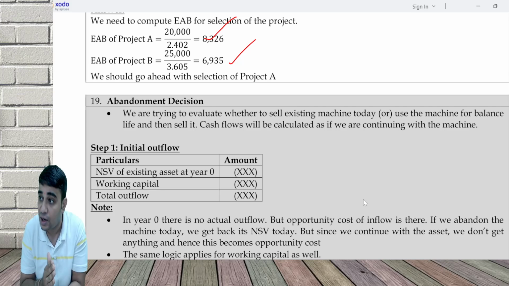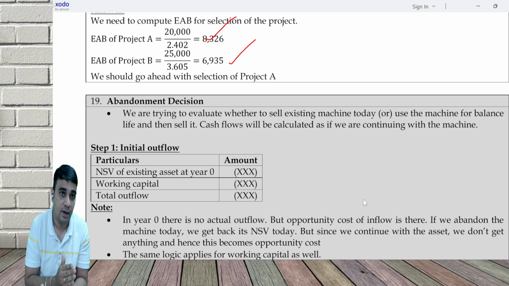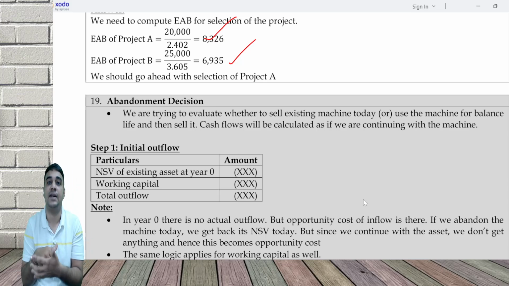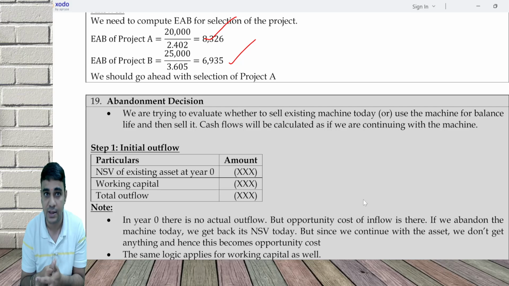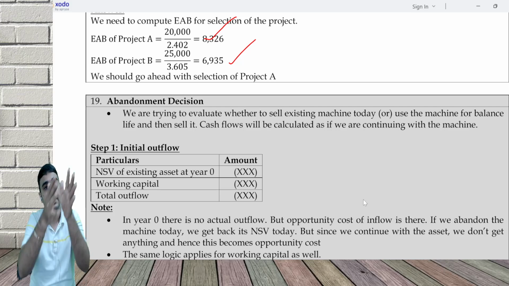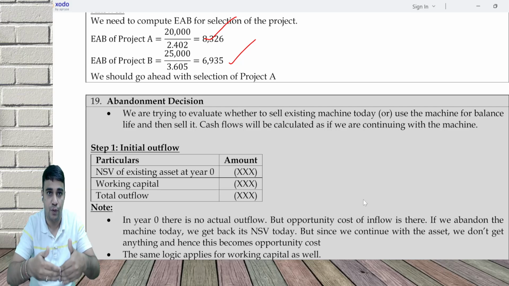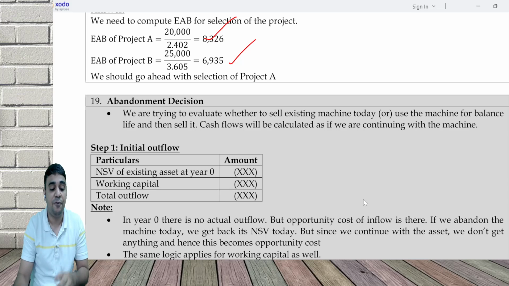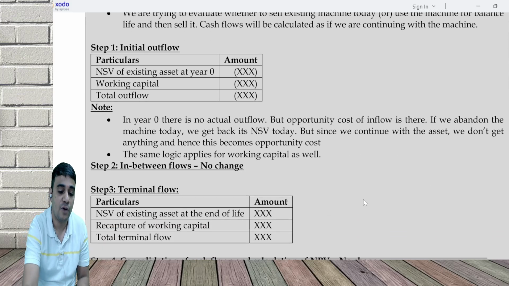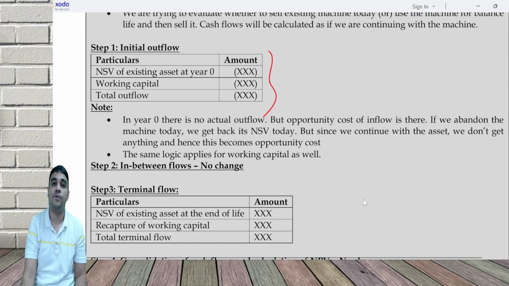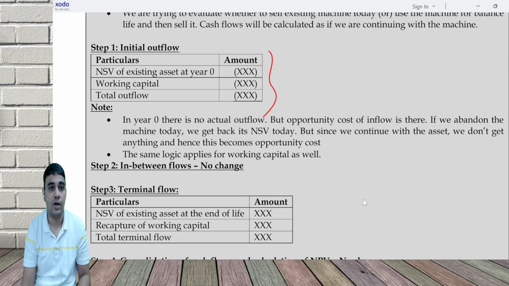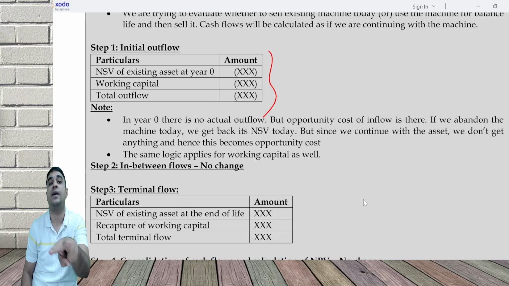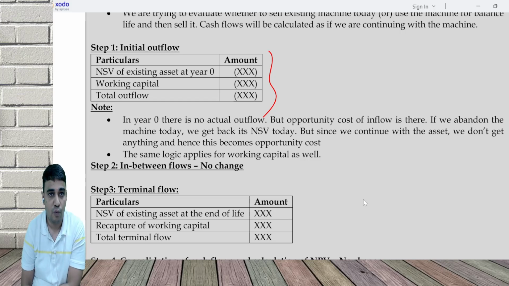If you sell the car today, you earn NSV and your working capital also gets released. Now, abandonment says, when I do the cash flow, I assume that I am continuing. If I continue, both of these are my opportunity cost. I lose the benefit of selling the car for 2 lakh and I also lose the working capital.